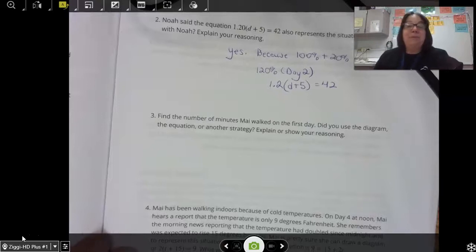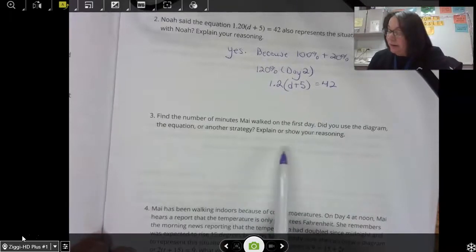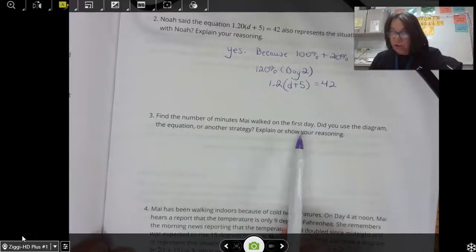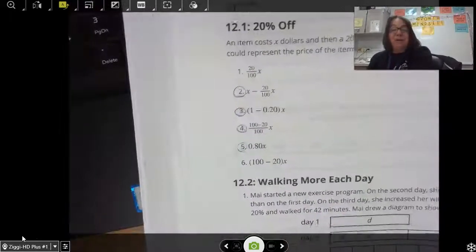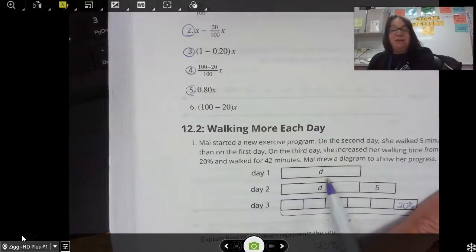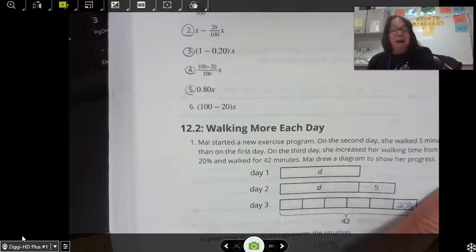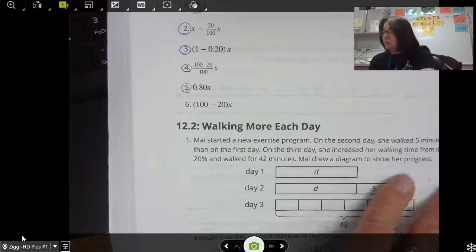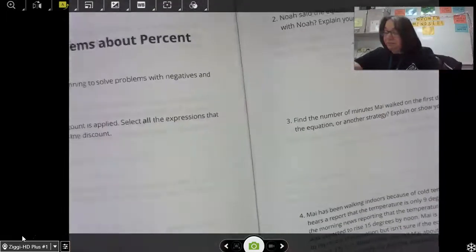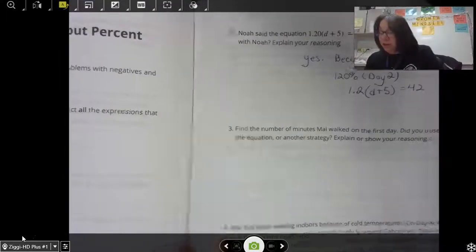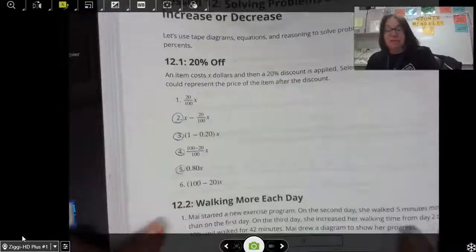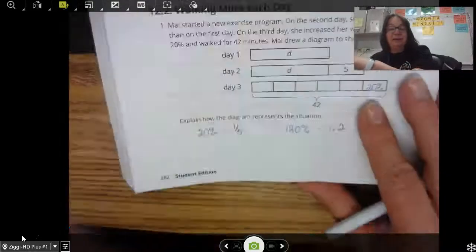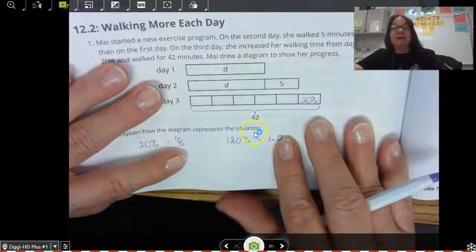So let's find the number of minutes May walked on the first day. Well, the first day, what did she walk? If you come back and look at the other diagram, on the first day she walked d minutes, I suppose. So if I wanted to use the equation, I'm going to go back to this equation first and see how I could solve it, looking at the equation, right?